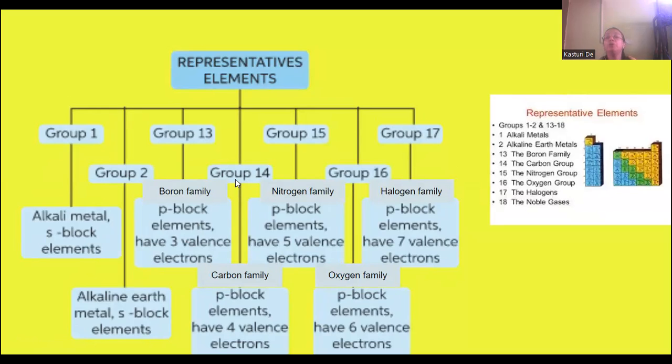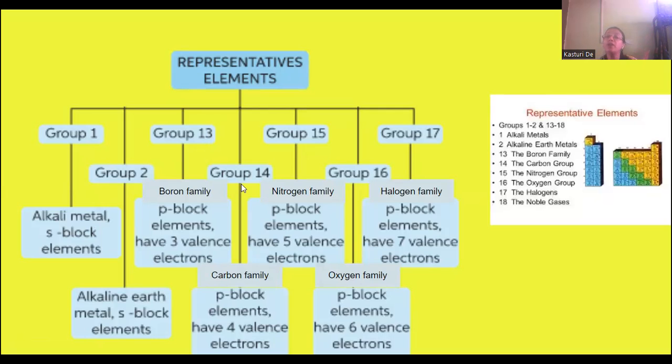Then group 14, they are P block elements and they have 4 valence electrons. So group 1 has only 1 valence electron in its valence shell. They tend to lose that to form the octet. Group 2 has 2 valence electrons and they tend to lose those 2 to form the octet. Group 13 has 3 valence electrons and they also tend to lose those 3 electrons to form the octet.